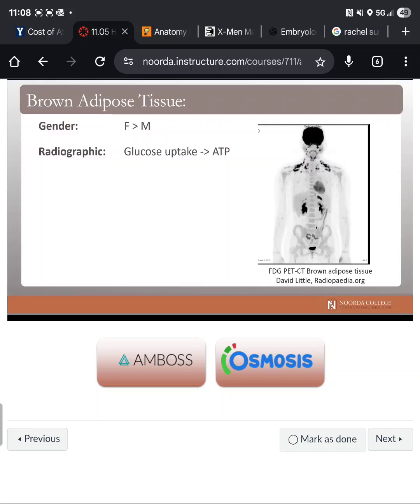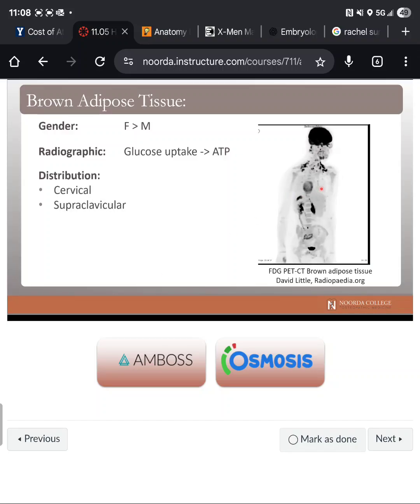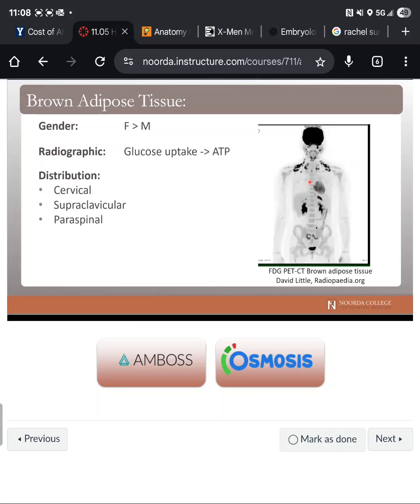females greater than males, people who may have been exposed to cold environments as well. This is a PET scan which shows increased glucose uptake. Keep in mind that even though it's not showing fat, recall again that glucose is important for production of ATP. What we see here is the distribution in the cervical neck region as well as the supraclavicular region. You can also see some in the paraspinal region. It's very vague, but there could be some paraspinal region there in this kind of scan.